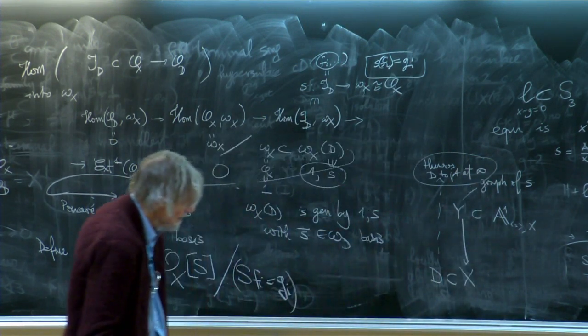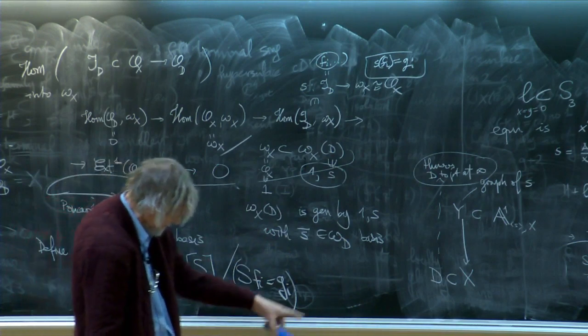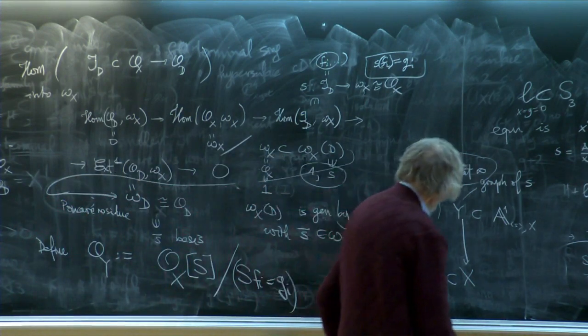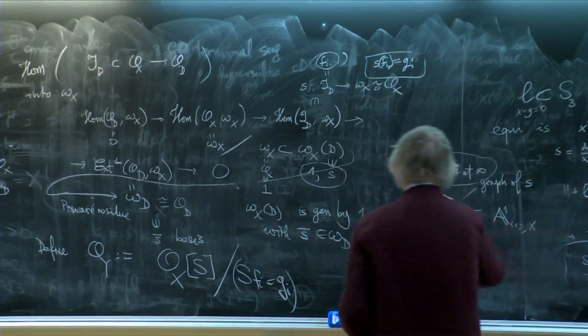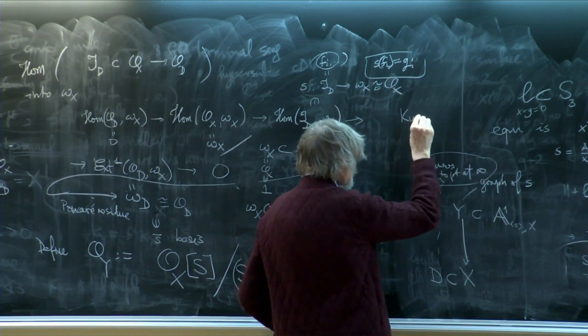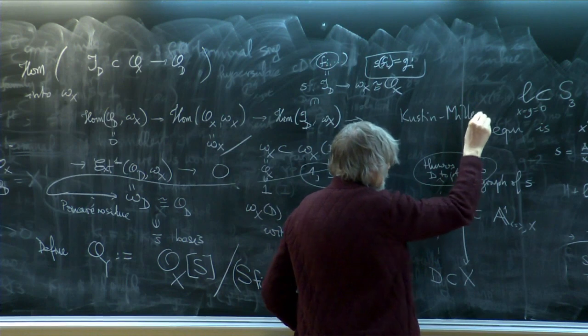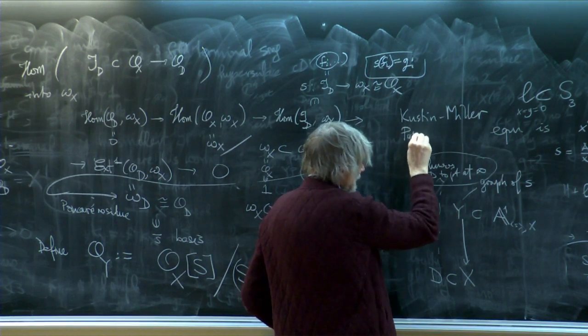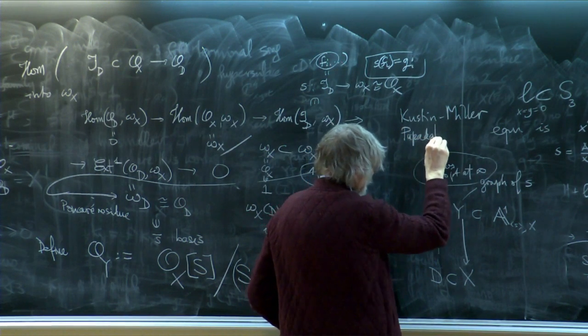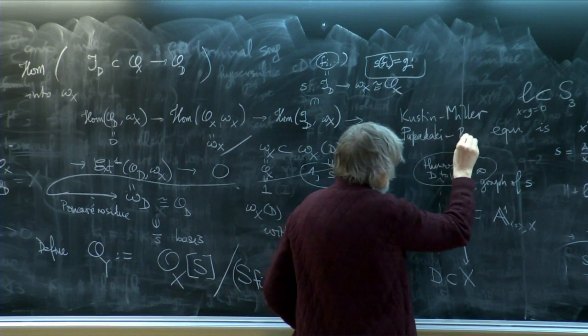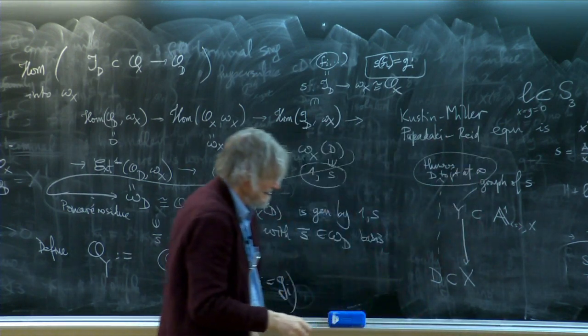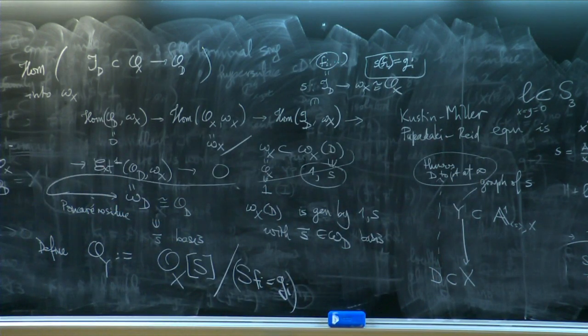So this is now the unprojection theorem. It's originally due to Kustin and Miller in commutative algebra, and then Papadakis and Reid about 10 years later. But our treatment's much slicker.